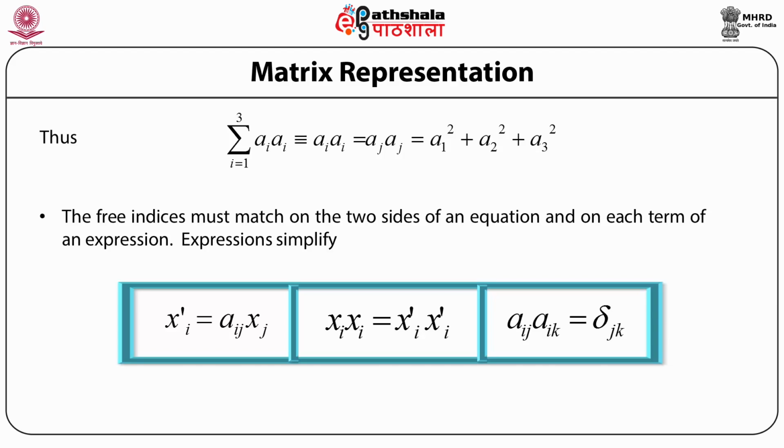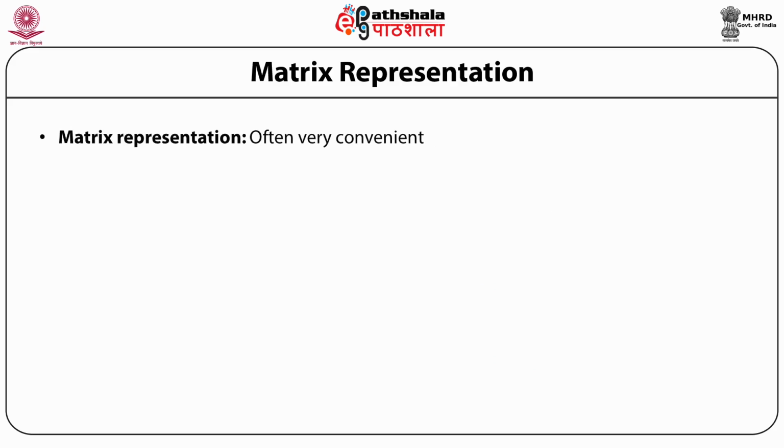x subscript i times x subscript i, then we can write this as equal to a subscript i j times a subscript i k times x prime subscript j times x prime subscript k, where a subscript i j times a subscript i k is the Kronecker delta subscript j k, which means that if the subscripts j and k are equal, then the product a subscript i j times a subscript i k will return 1, and if the subscripts j and k are not equal, then this product will return a value 0. Now let us look at the matrix representation.